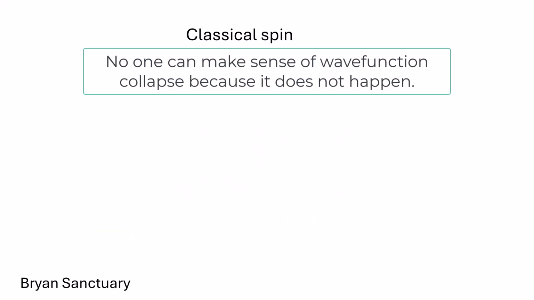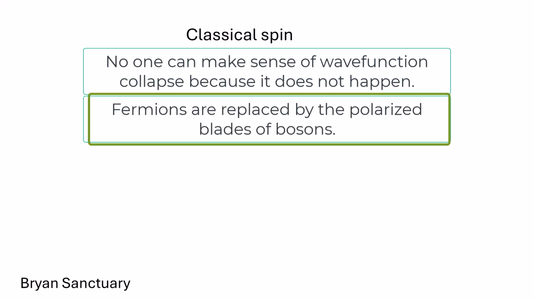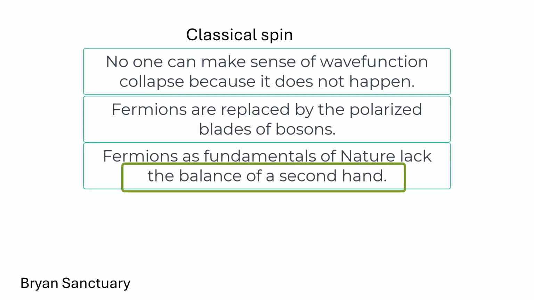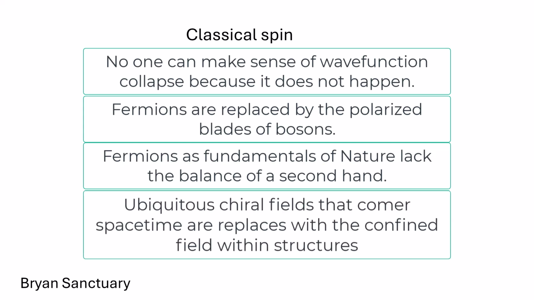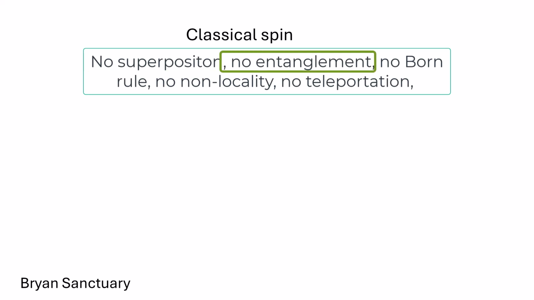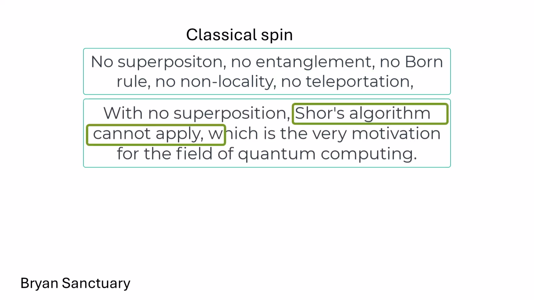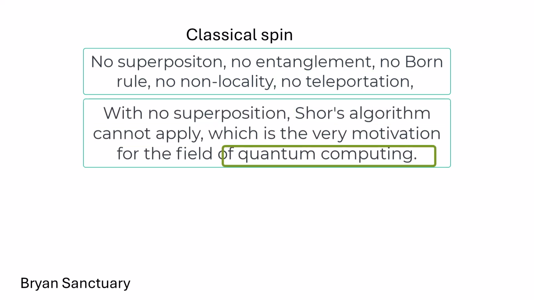I will talk more about the standard model later, but here it is enough to say that fermions are replaced by the blades of bosons. Chiral particles like fermions lack the balance of two hands and have no physical basis to exist. If you lose a hand, you're seriously handicapped. Chiral fields that cover spacetimes with particles being excitations are replaced by the confined energy in classical structures. There is no superposition, no entanglement, no Born rule, no non-locality, no teleportation, nor even the superposition needed for Shor's algorithm, which is the primary motivation for quantum computing.